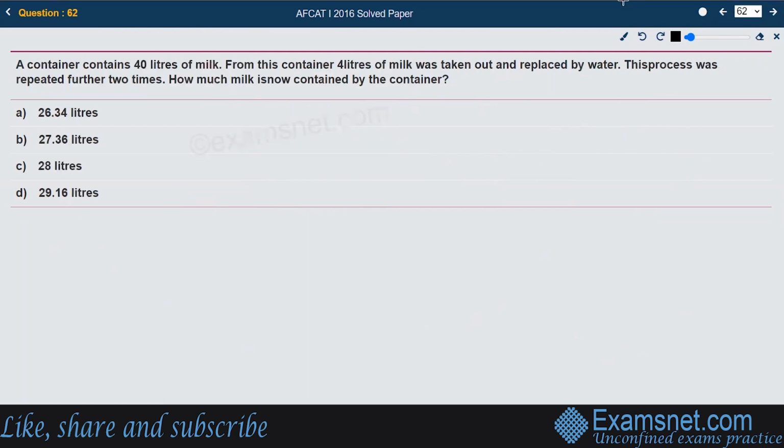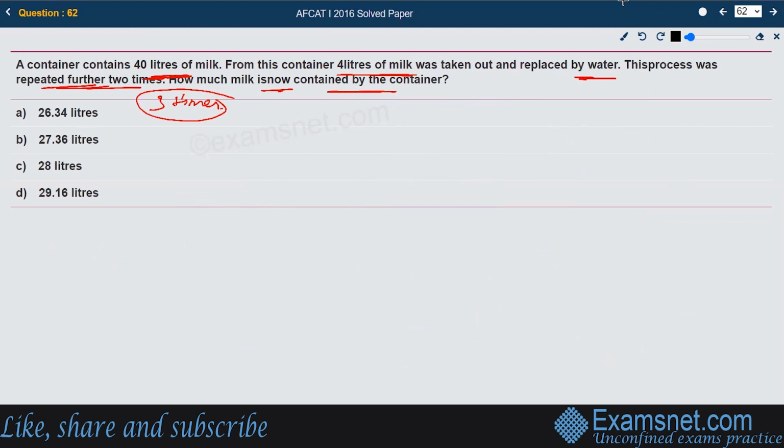Now, next one. A container contains 40 liters of milk. From this container, 4 liters of milk was taken out and replaced by water. This process was repeated 2 times. That means the process was in all done 3 times. First time done and then repeated 2 times. In all it is done 3 times. How much milk is now contained by the container?